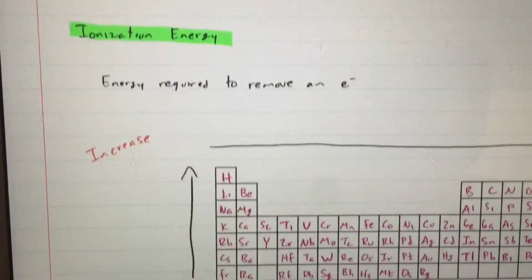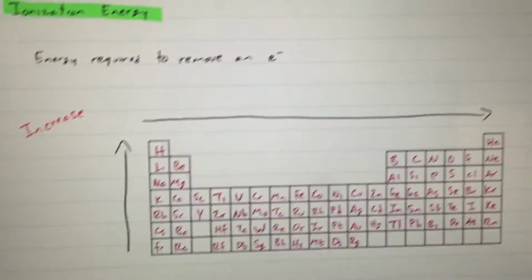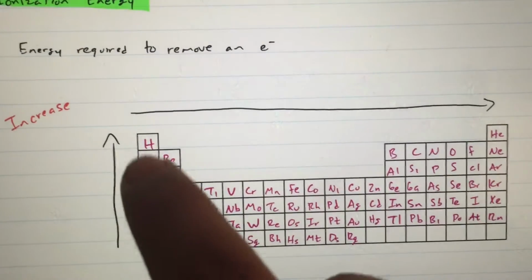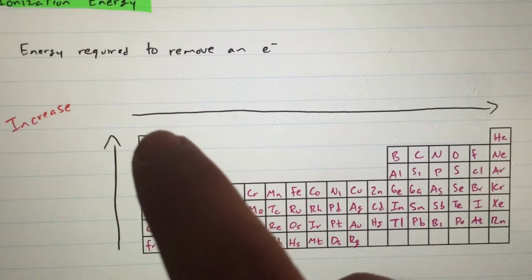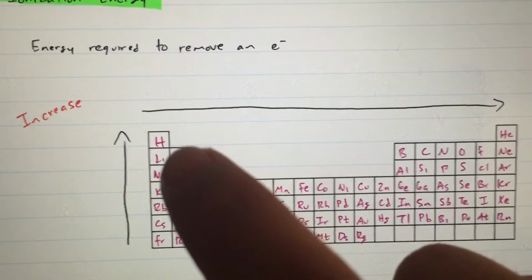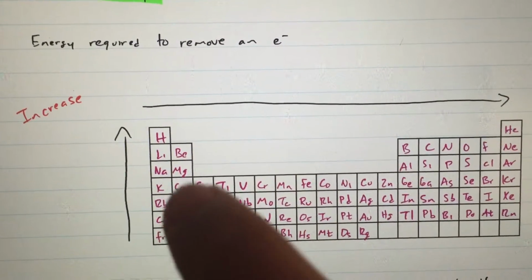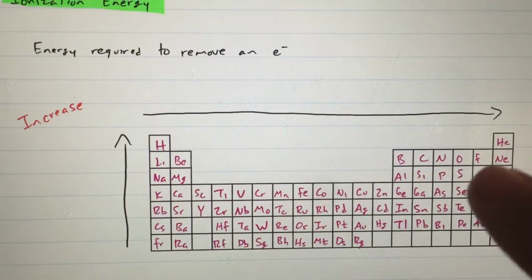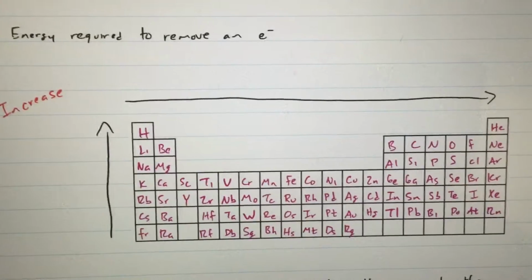The second one is ionization energy. All it is, is the energy required to remove an electron. So if we look at this periodic table, the energy required to remove an electron is higher as you go up a group, and it's higher as you go to the right. Meaning that lithium has a higher ionization energy than cesium. Lithium has a smaller ionization energy than fluorine. Correct?